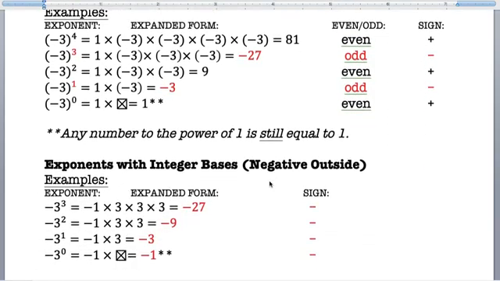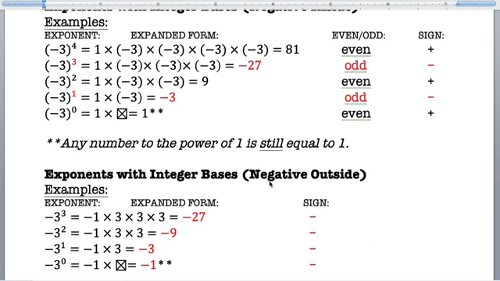Now, when you have a negative on the outside, it's a little different. So in this case, if it's negative 3 to the third power, it means that this 3 itself is positive. That negative doesn't belong to it because it doesn't have a parentheses. So what it looks like in expanded form is that it has the negative attached to the 1, and the 3's are maintained as positive.